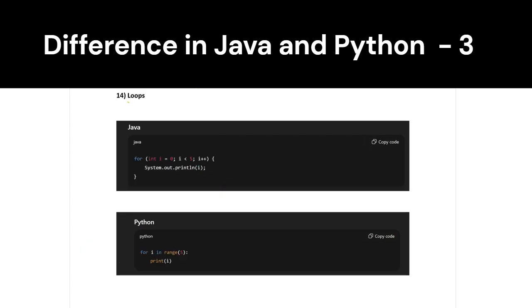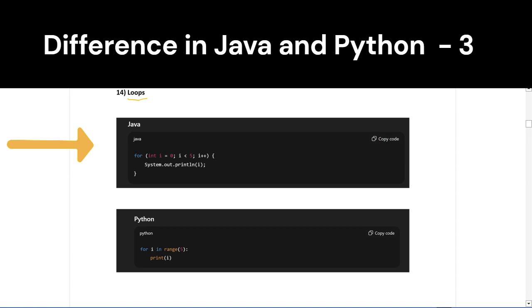Let us talk about the loops. The difference in loops between Java and Python. So there are many ways of representing loops in Java. For loop, while loop. In this particular example, we are talking about the for loop. The way it is represented in Java is the value of i is set before the loop starts, and until this condition is satisfied, the loop keeps on running.